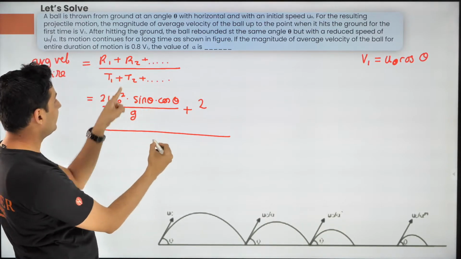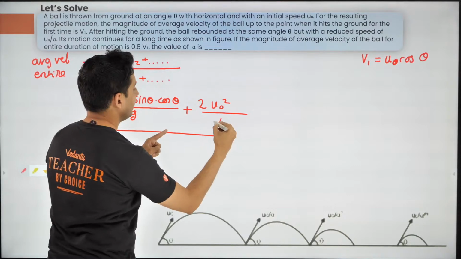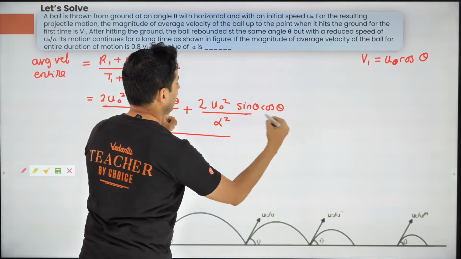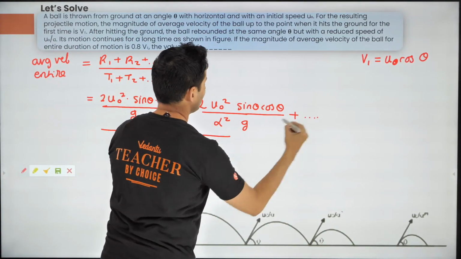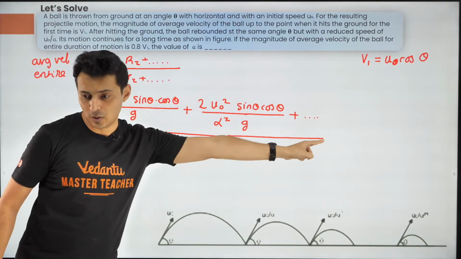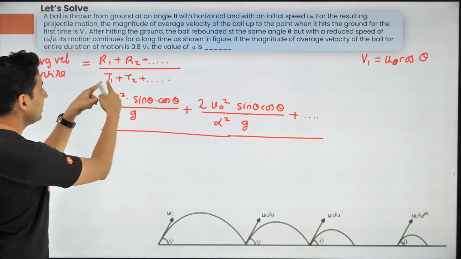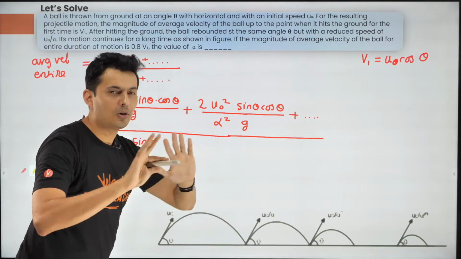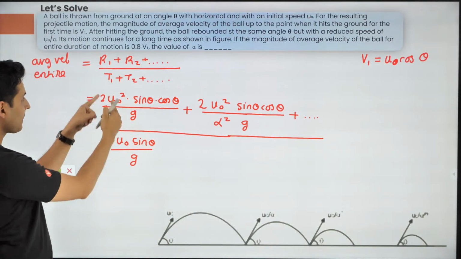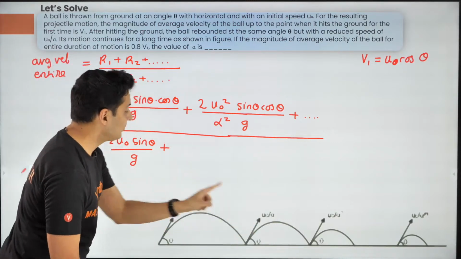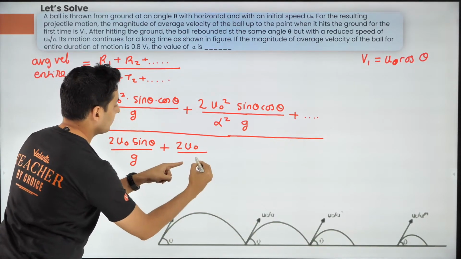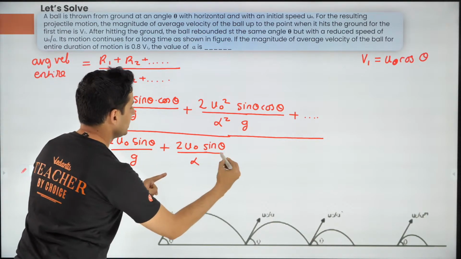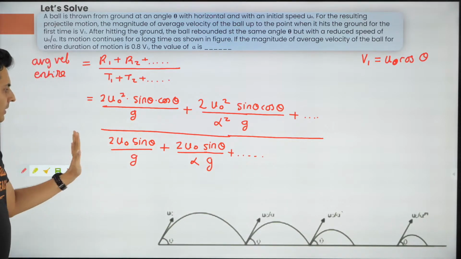Next term, the second range, will be 2 u0 square, but with alpha square, and there will be sin theta cos theta and that g, and so on and so forth. That's what the terms in the numerator are going to look like. Now T1, T2, T3: T1 is 2 u0 sin theta by g. Trust me guys, you're going to love me and love this question after this. So pay attention. Time 1 is this. What will be time 2? Because the speed has reduced, it will be 2 times u0 by alpha, and there will be sin theta and g as it is, and there will be more terms like that. This is what you're going to get.